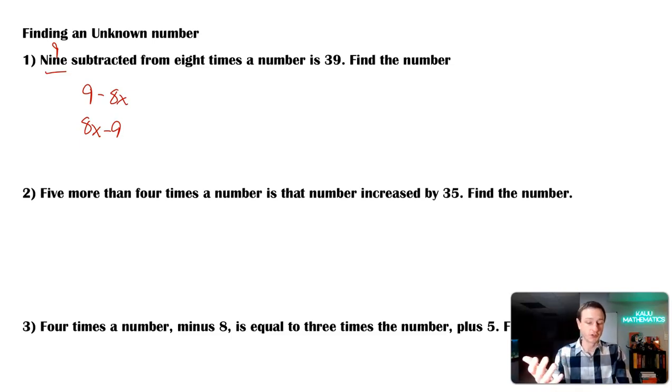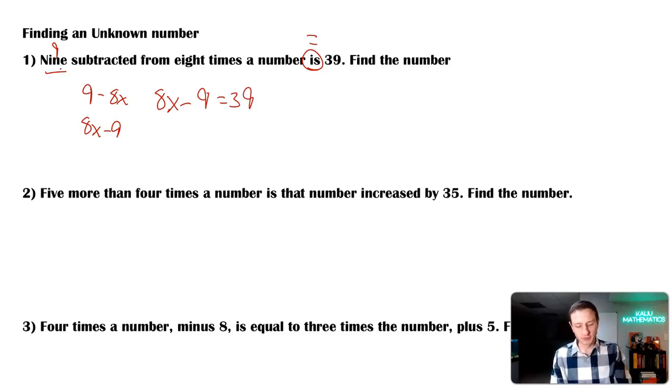When it's subtraction, it is very important that we get the order correct. If it's addition, like 9 added to or plus, then the order doesn't matter because it's addition. But with subtraction, it's very important that we get this correct. So it says 9 subtracted from 8 times a number. That means I want to take 9 away from 8 times some number, and then they're saying that's equal to 39.